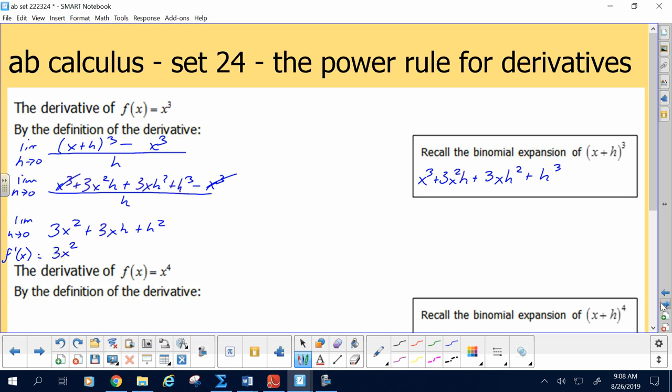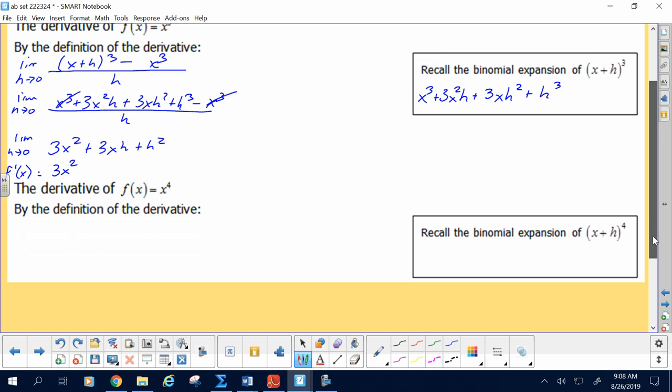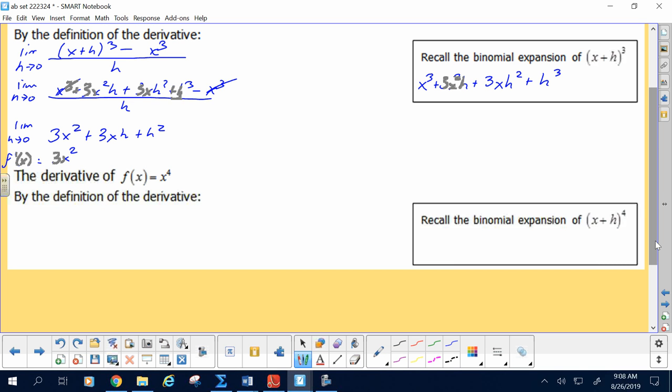Eventually, on the second one, the derivative of x cubed came out to be 3x squared. Is that cool? Okay, I know it's tedium, but let's do one more, and then I'll pay off. The expansion of x plus h to the fourth is x to the fourth plus 4x cubed h plus 6x squared h squared plus 4x h cubed plus h to the fourth. Will you win?